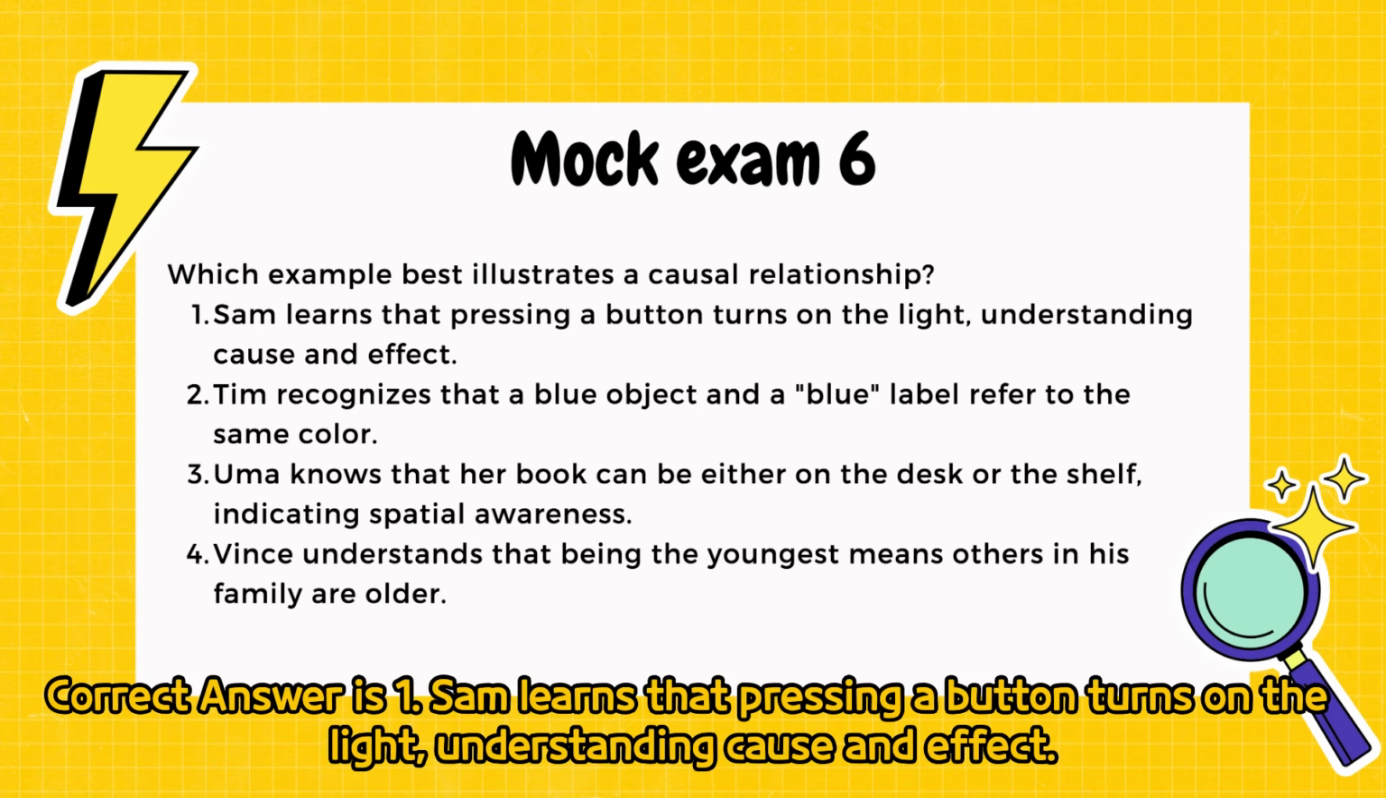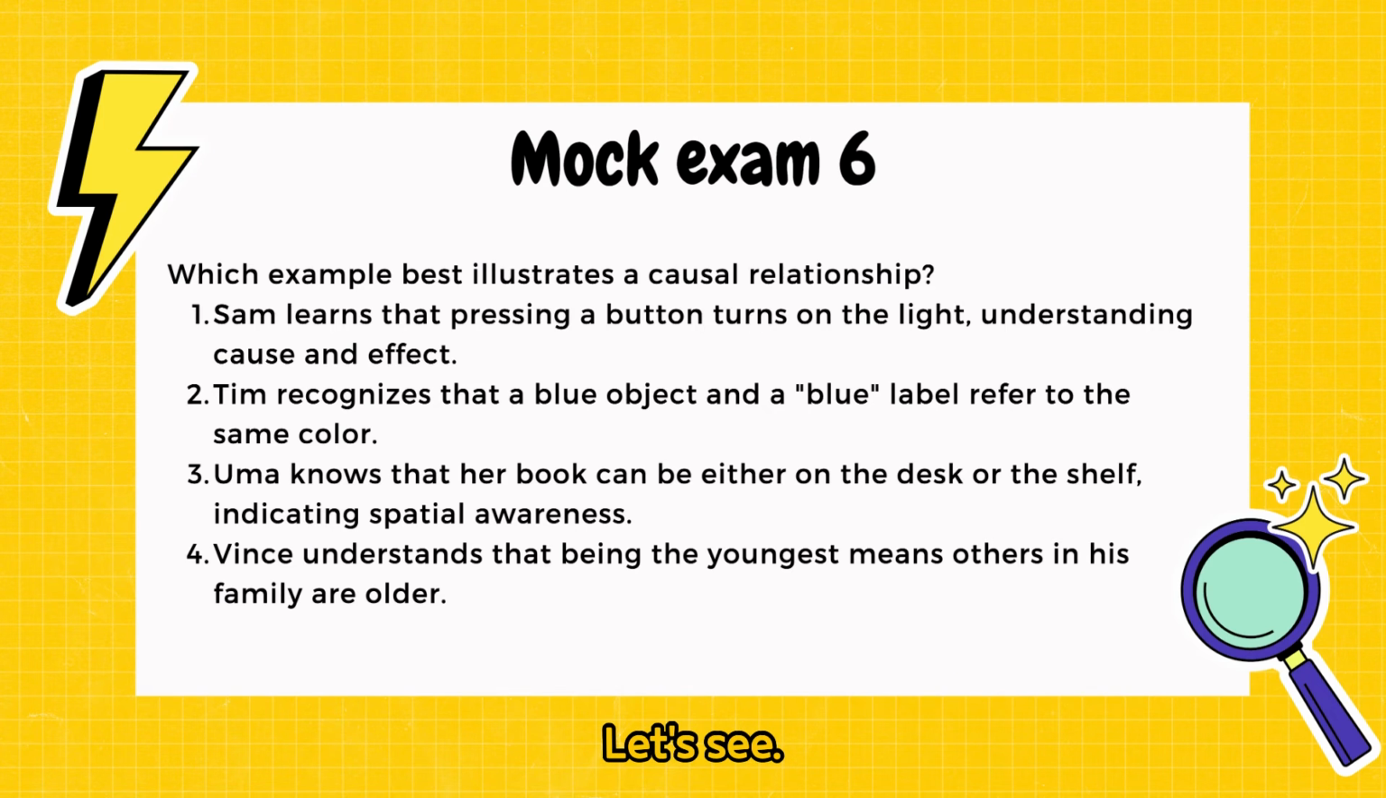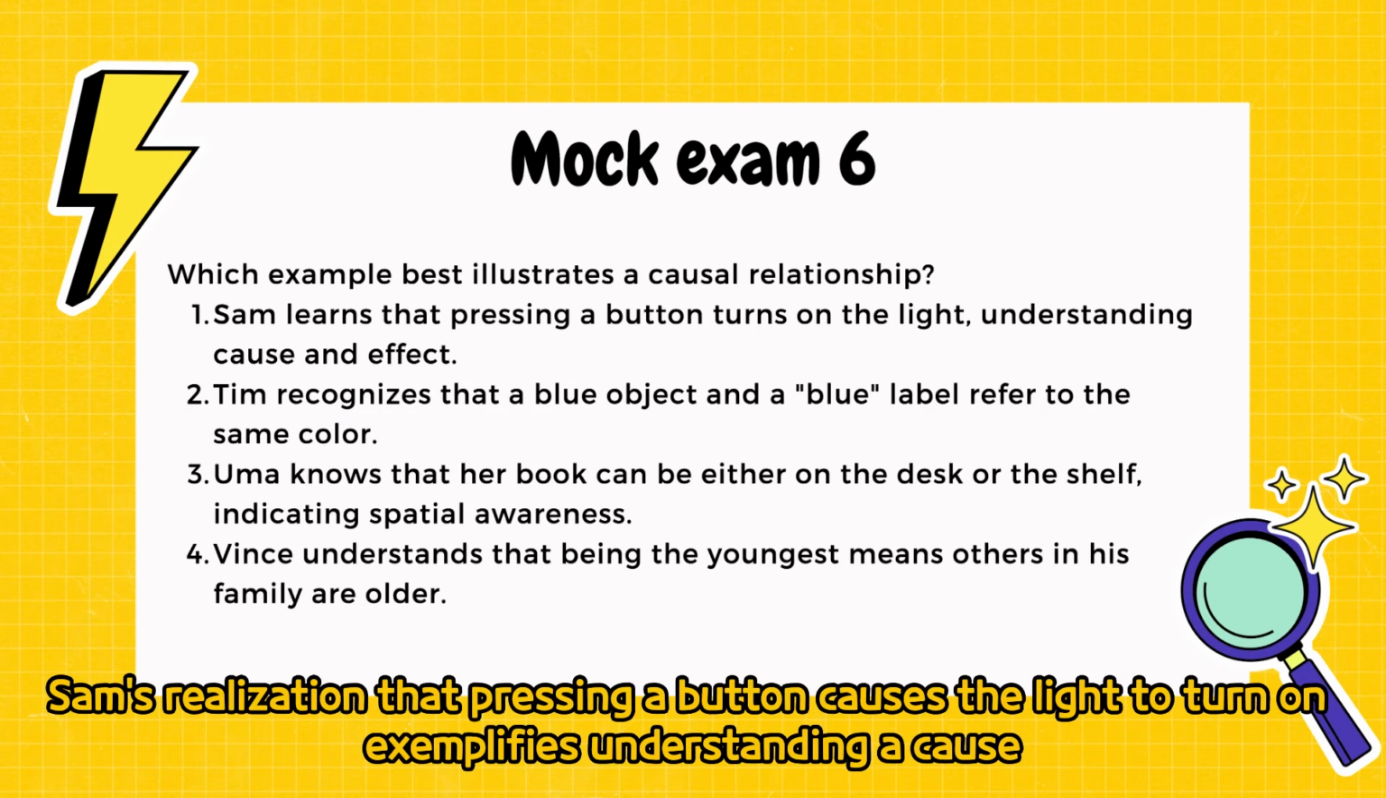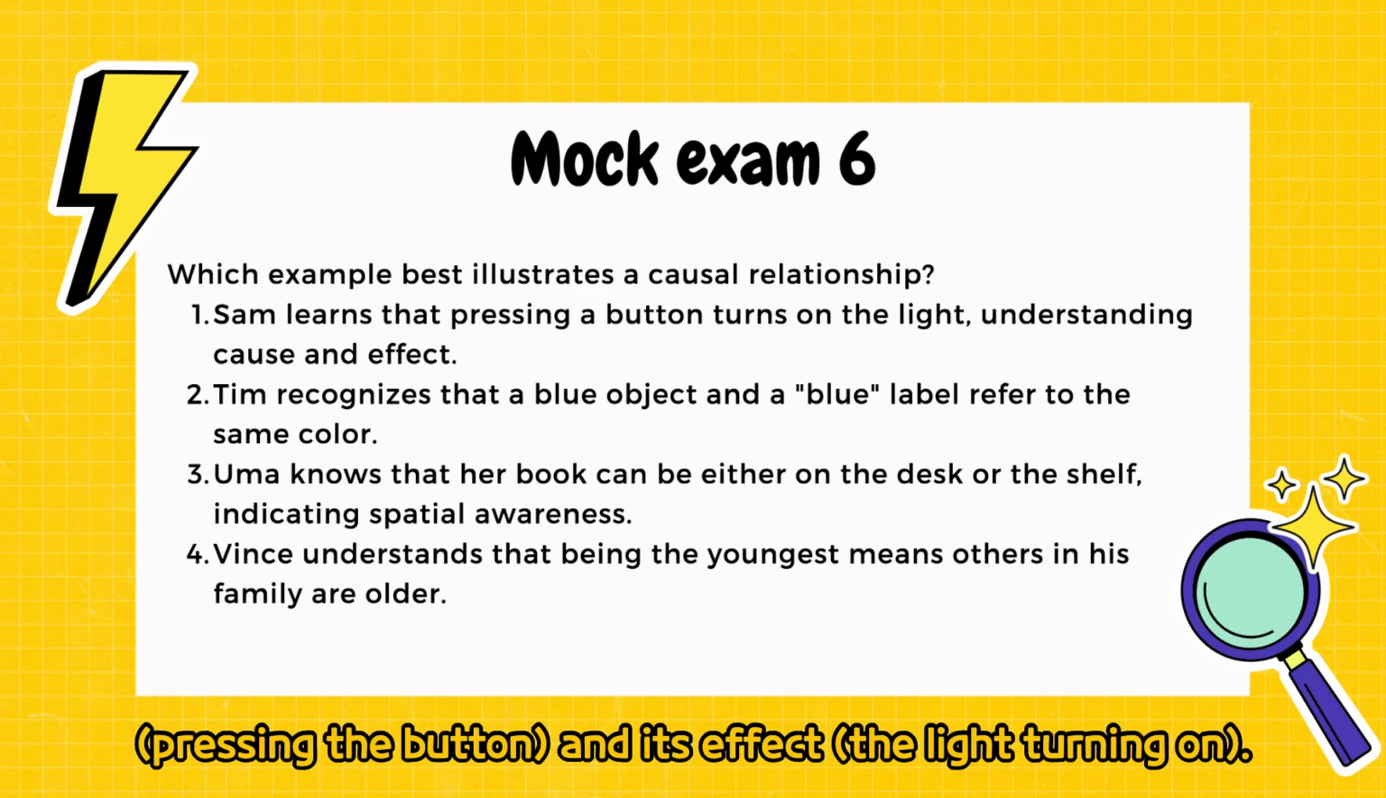Correct answer is 1. Sam learns that pressing a button turns on the light, understanding cause and effect. Let's see. Causal relationships involve understanding that one event directly leads to another. Sam's realization that pressing a button causes the light to turn on exemplifies understanding a cause: pressing the button and its effect, the light turning on.